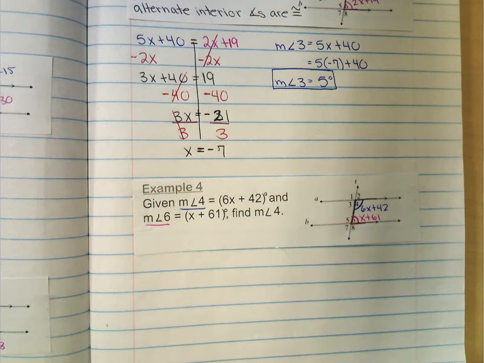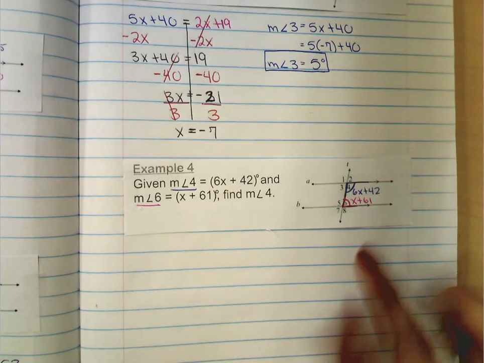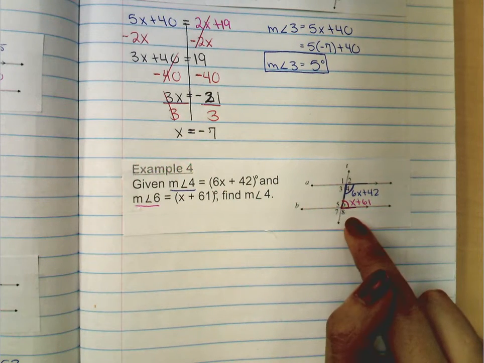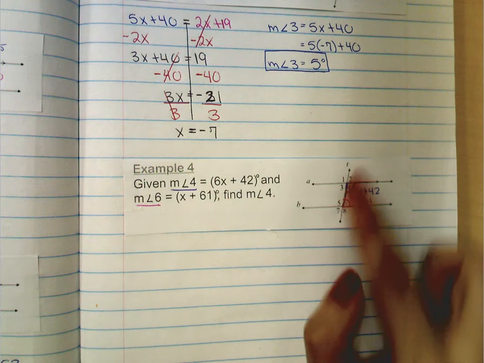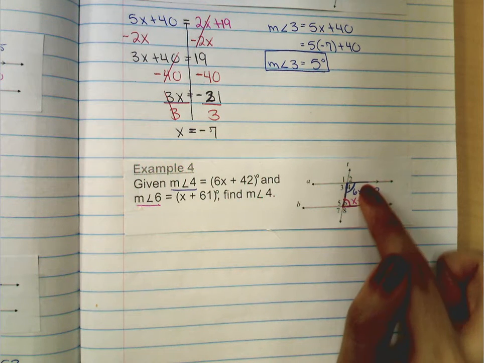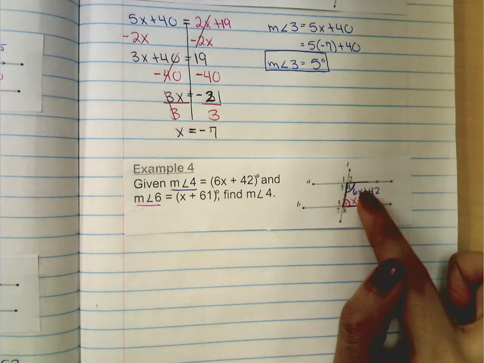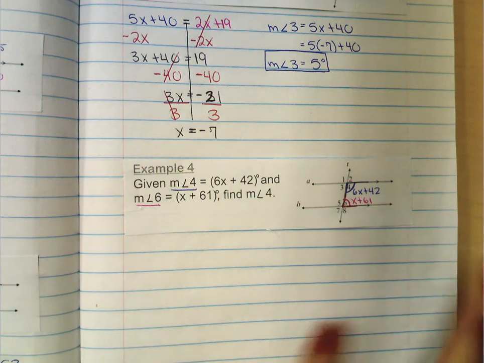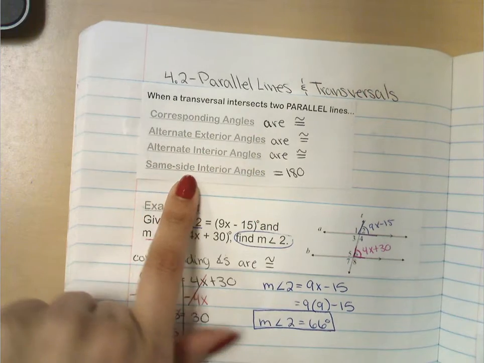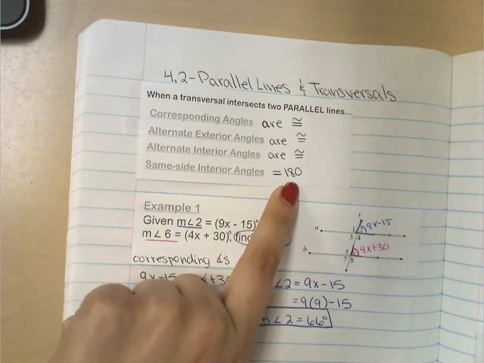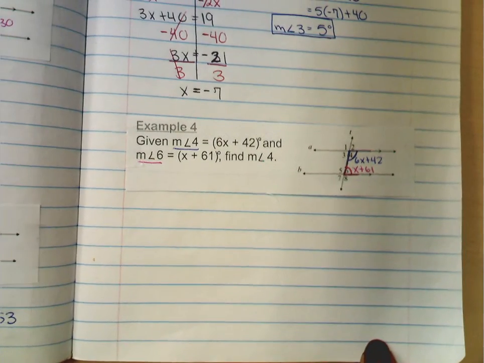Alright, so example 4 is going to be a little bit different than the other 3 examples, because here we have angles 4 and 6, which are on the same side of the transversal, and they're both inside lines A and B. That's same side interior. And so it's different now because if you look at the rules, same side interior angles should add up and equal 180. So for this one, we're going to set up our equation a little bit differently.